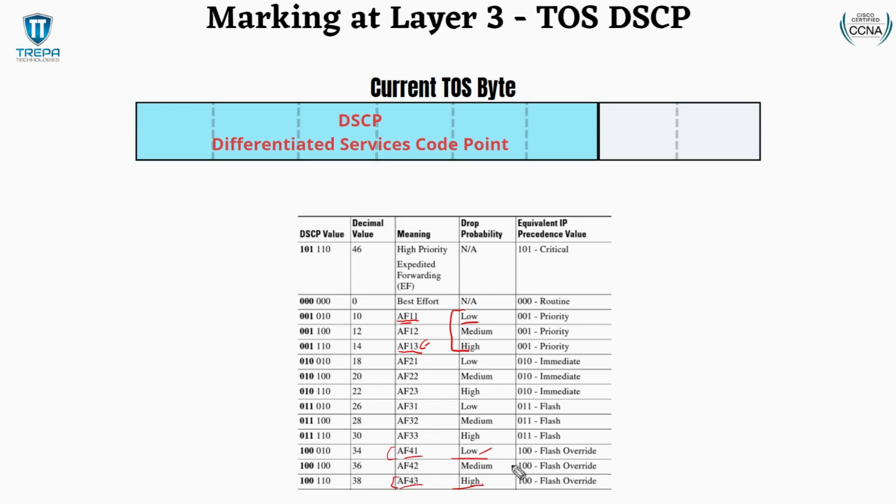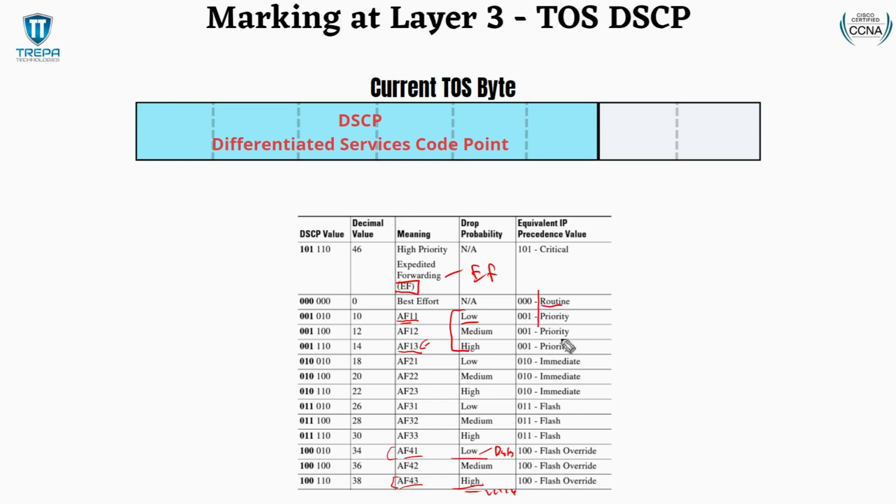So essentially, voice traffic would be better off here because it drops a little bit more, and then data traffic would be better off here. Okay, I hope that makes sense. And then really voice traffic should have the EF bits in it. So this just goes over the drop probability, and then this is how we describe it.